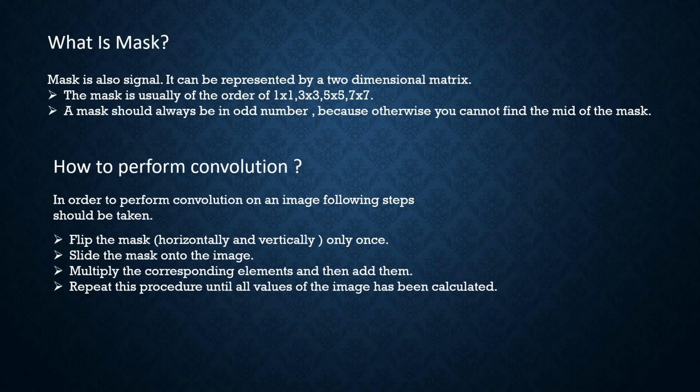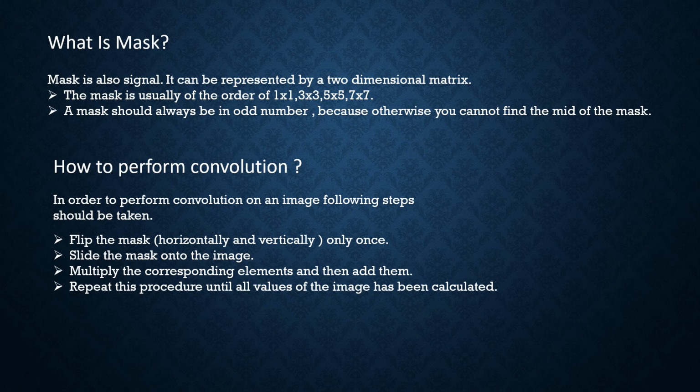What is a mask? A mask is also a signal. It can be represented by a two-dimensional matrix. The mask is usually of the order 1 by 1, 3 by 3, 5 by 5, 7 by 7. A mask should always be of odd order because otherwise you can't find the middle of the mask.